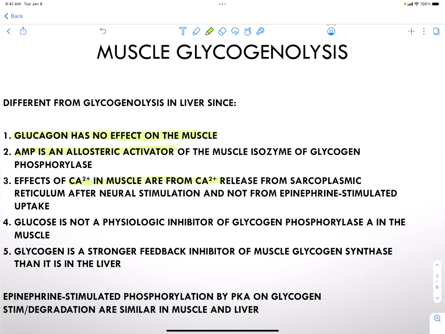Glucose is not a physiologic inhibitor of glycogen phosphorylase A in the muscle cells, and glycogen is a strong feedback inhibitor of muscle glycogen synthase. Epinephrine is going to stimulate phosphorylation by PKA, and then you're going to have stimulation and degradation are similar both in the muscle and the liver cell with respect to epinephrine.